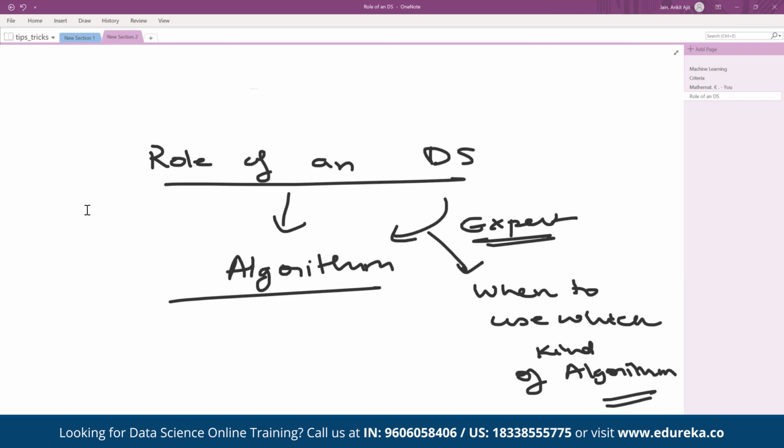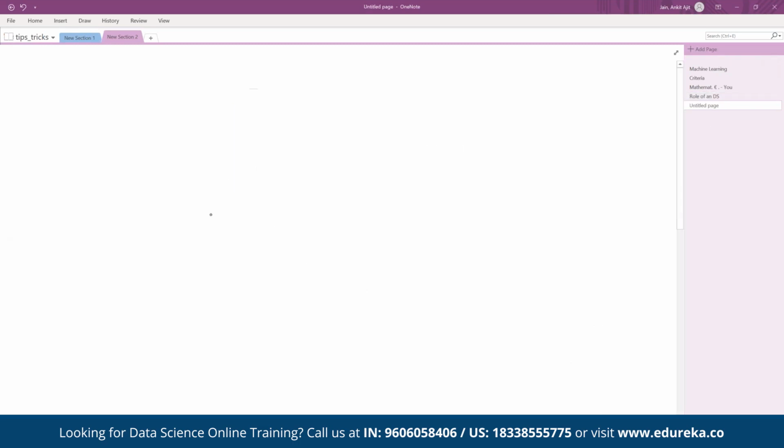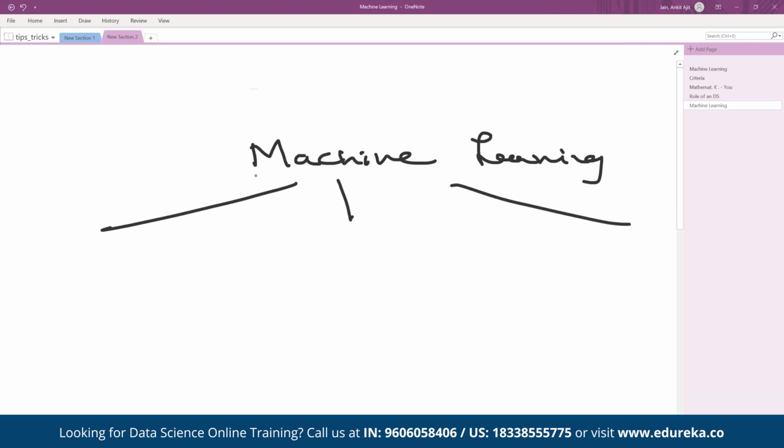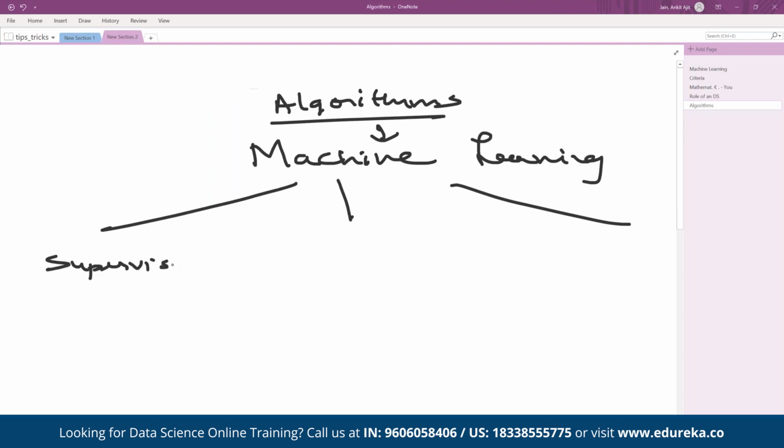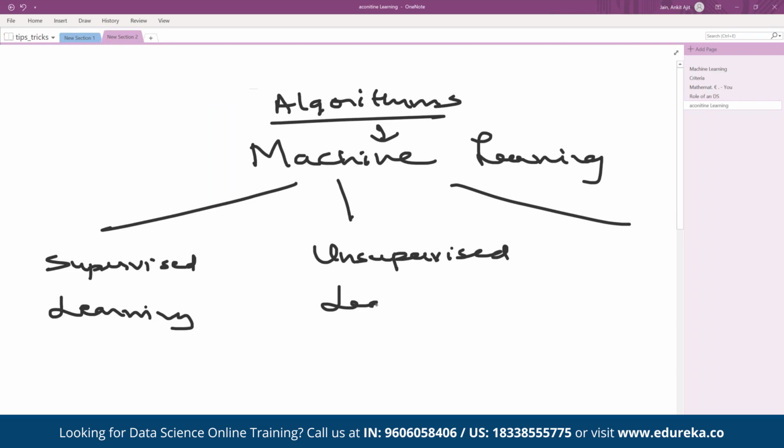Okay, so now with this understanding, let us understand different types of machine learning. What are different types of machine learning? Okay, so theoretically there are three types of machine learning algorithms. The algorithms used for machine learning can be divided into three types. One is supervised learning. We have unsupervised learning. And then we have reinforcement learning.